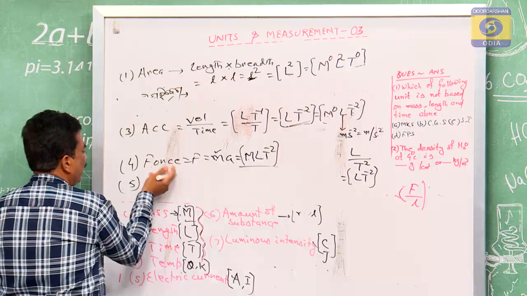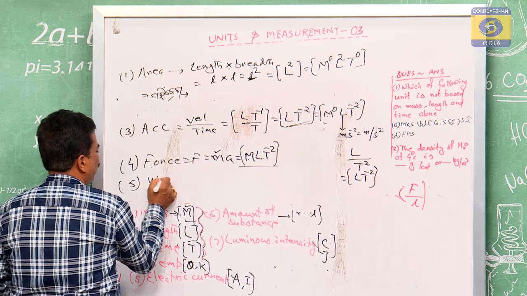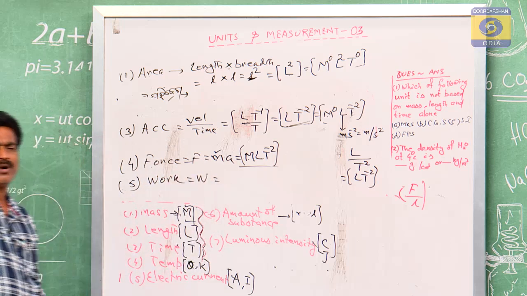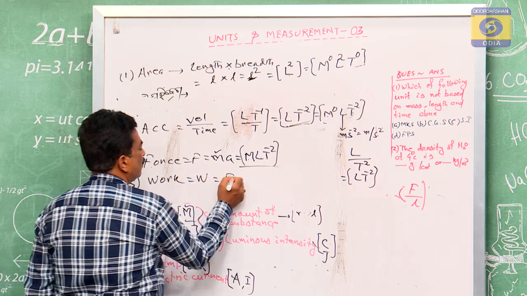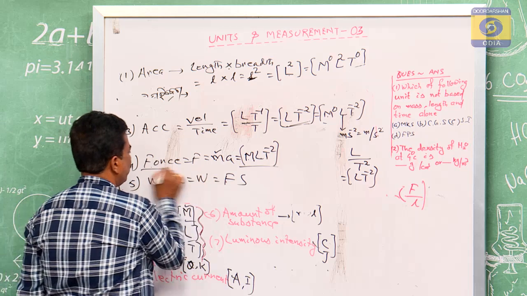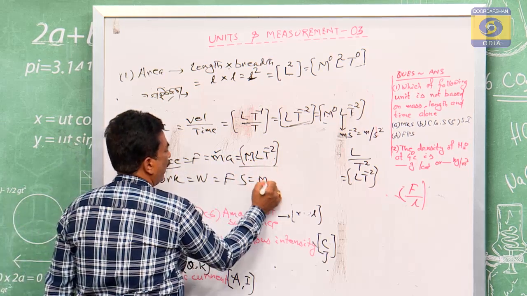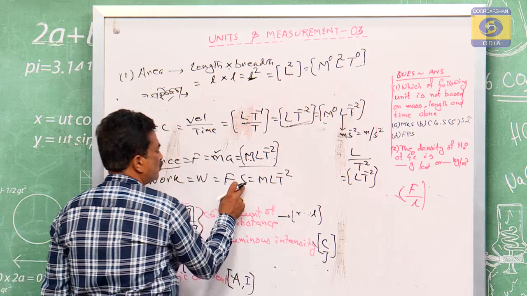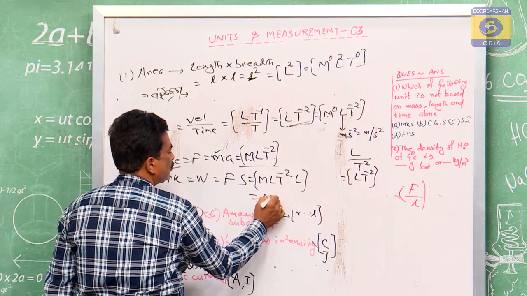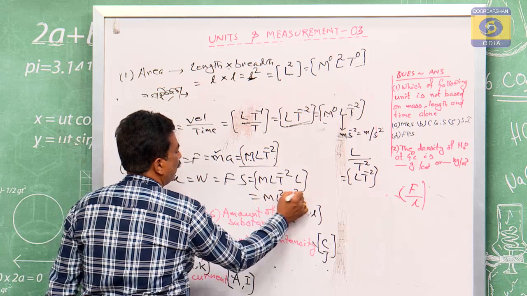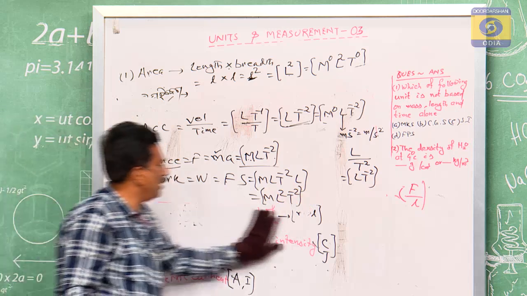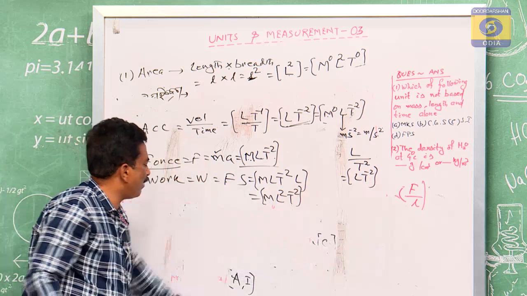Next, by using this formula, suppose I say work is equal to W. What is the formula for work? Work is equal to force into displacement. Force is MLT to the power minus 2, and S is equal to L. So this is equal to ML square T to the power of minus 2. This is the dimension for work.